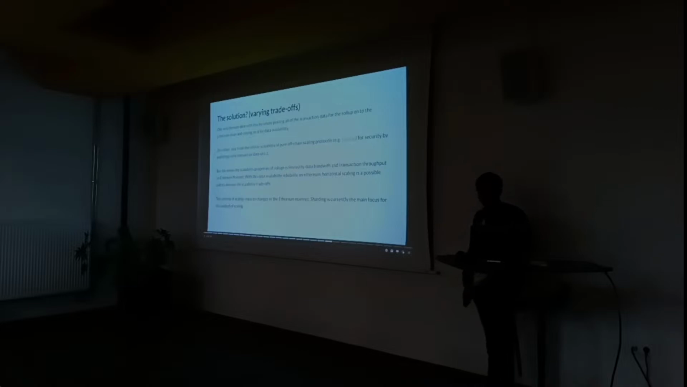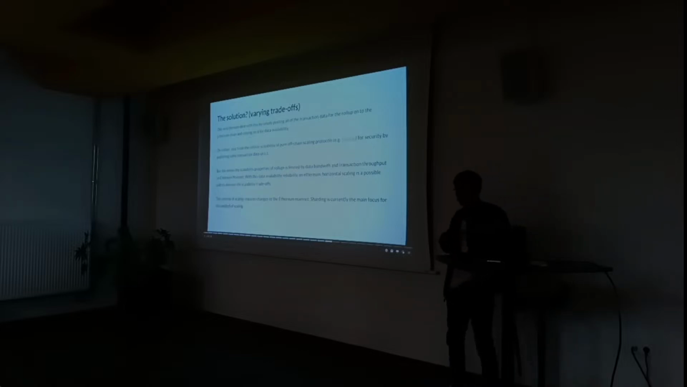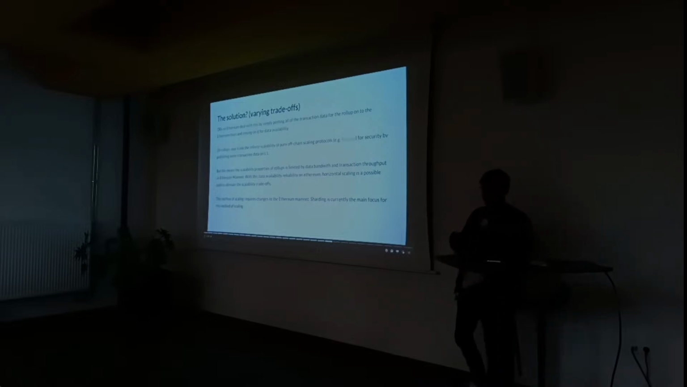So basically, the solution is then to have varying trade-offs as to how we implement this. For example, optimistic rollups deal with this by posting the entire transaction data on chain on Ethereum. ZK rollups trade the infinite scalability of something like Plasma, where data availability is off chain, by publishing some transaction data on L1. But what this basically means is that the scalability of rollups is limited by the data bandwidth and the transaction throughput of L1.